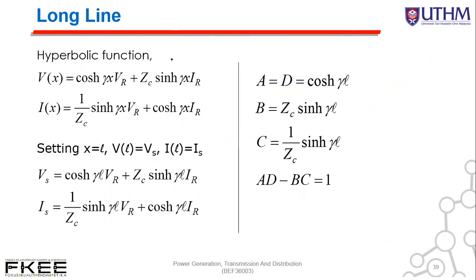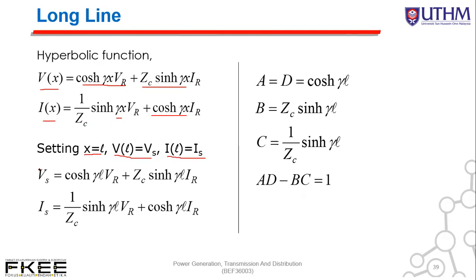In terms of hyperbolic functions, we can represent the voltage as cosh(γx) VR plus Zc sinh(γx) IR. While for the current, Ix equal to 1 over Zc sinh(γx) VR plus cosh(γx) IR. So we can set x as the distance L. So Vx will be VL, equal to VS, the sending voltage, and Ix equals IL, equal to IS, the sending current.